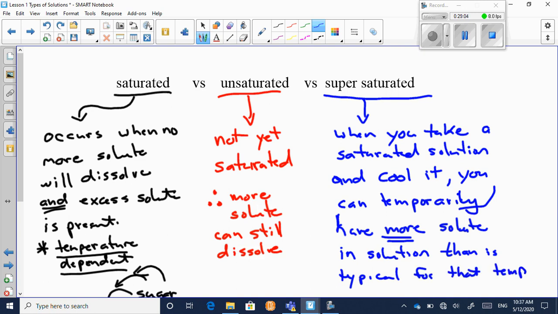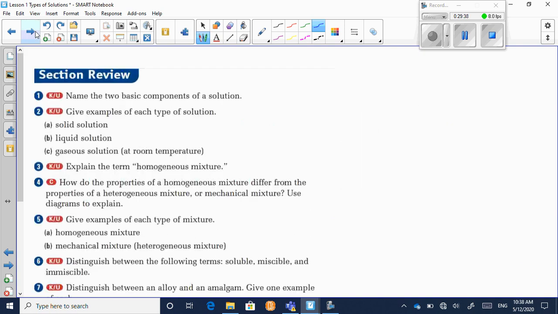So you can imagine you've got this saturated solution at room temperature, and all of a sudden I take it and stick it in the freezer. As the water cools, the solute won't come out of solution immediately. So at that new temperature, it's technically supersaturated, is what they call it. It happens temporarily, and then eventually the solute will come out and it'll go back to its saturation point.